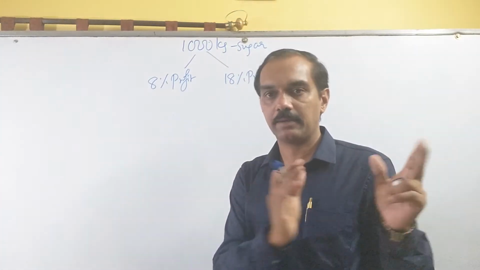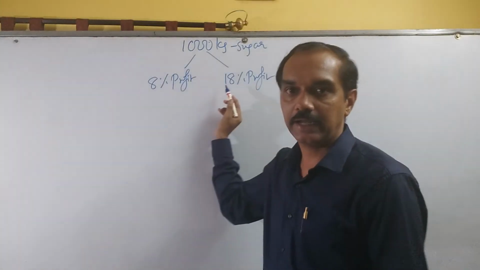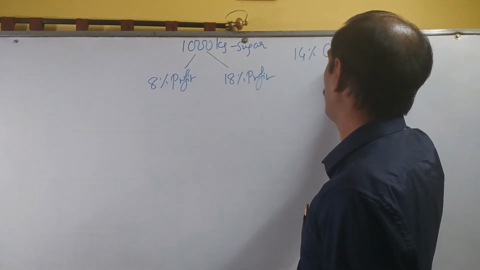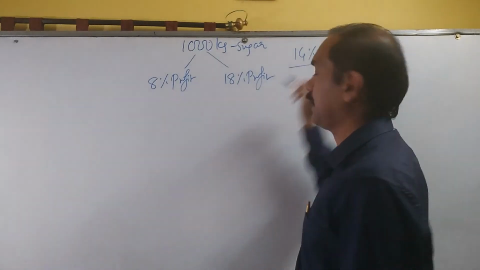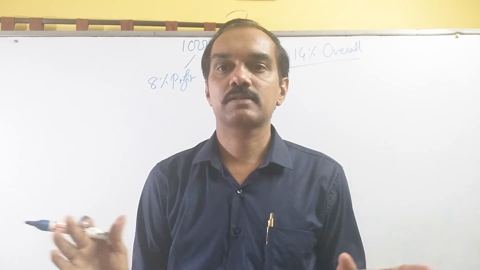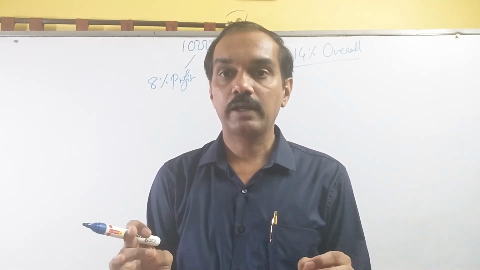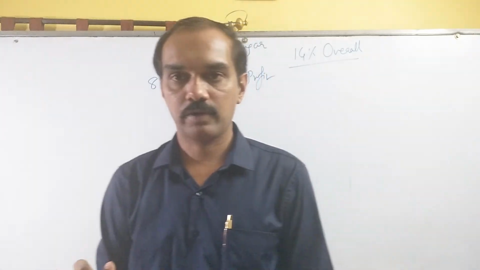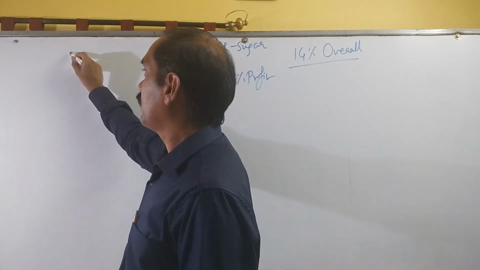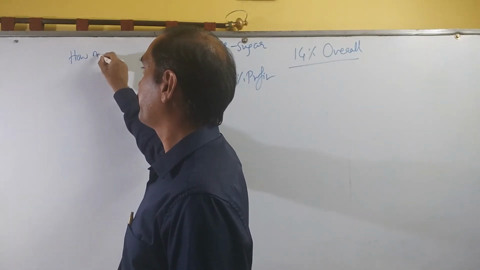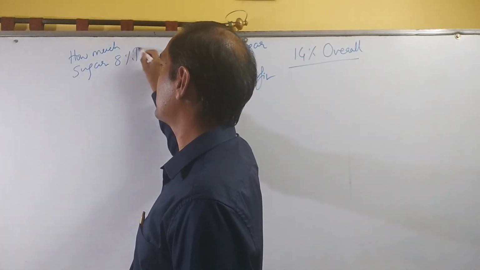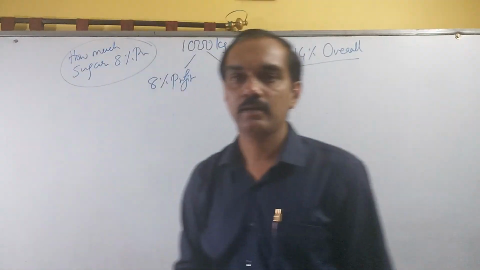If he makes an overall profit of 14%, meaning in the end, after going home, he saw to it that 14% was the ultimate profit. Okay, everything together. So the question mark will be on how much sugar has he sold at 8% profit?